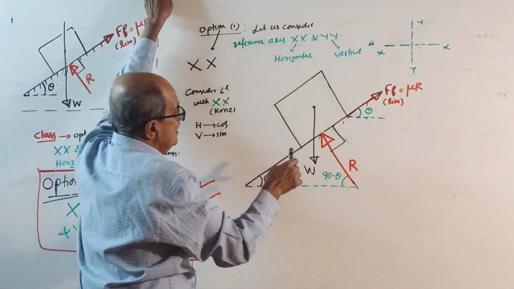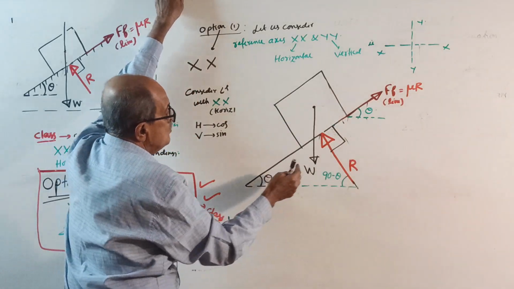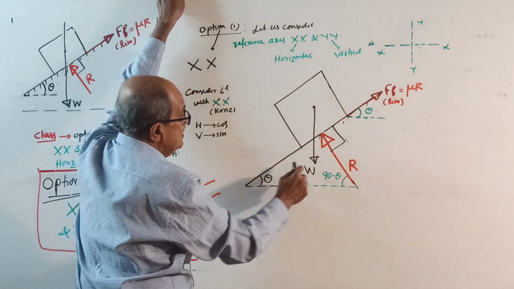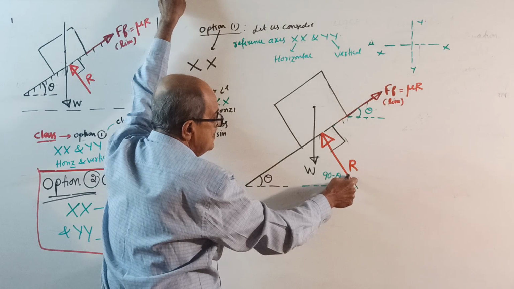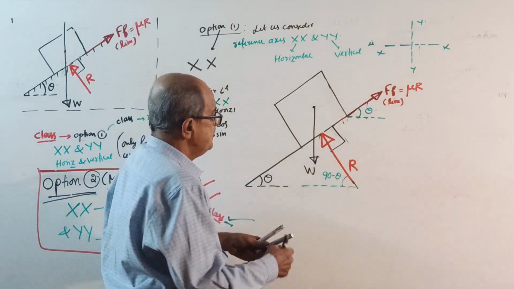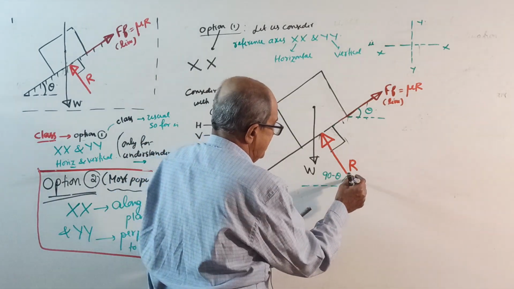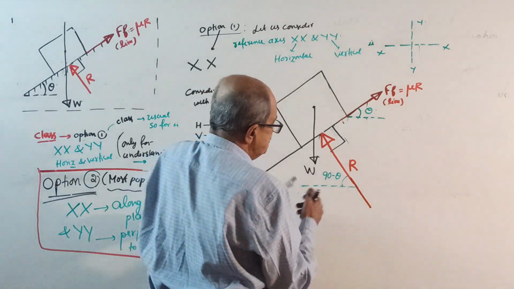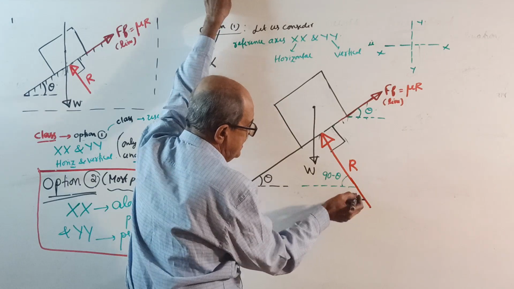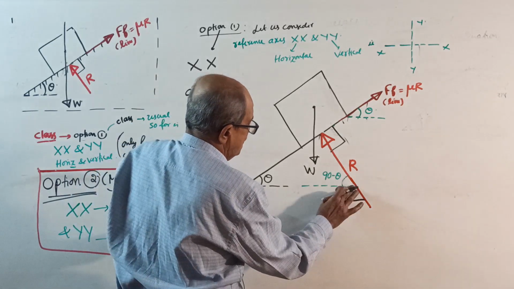This is purely vertical, W, leave it. Now normal reaction this way. If this is theta, this is 90 degrees, this angle is 90 minus theta. When this is 90 minus theta and you resolve, the horizontal component is on the left side. You should write this correctly.